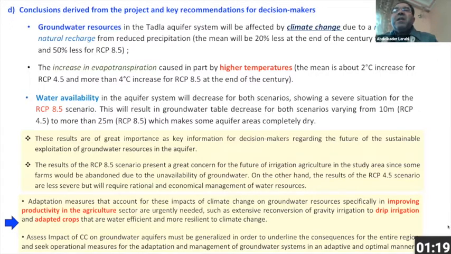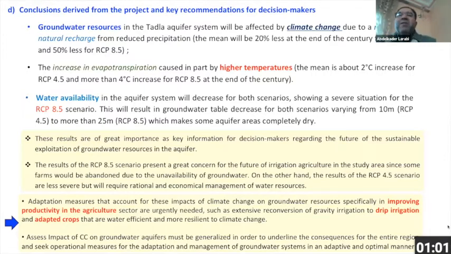This will result in groundwater table decrease for both scenarios, varying from 10 meters for RCP 4.5 to 25 meters for RCP 8.5, which makes some aquifer areas completely dry.